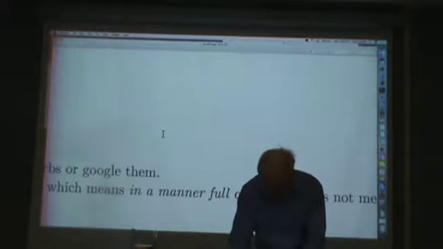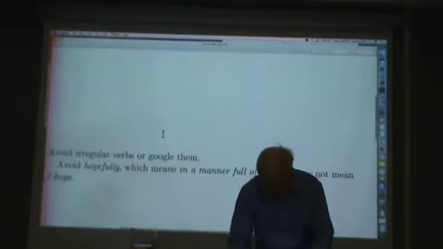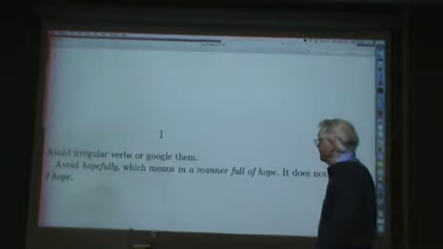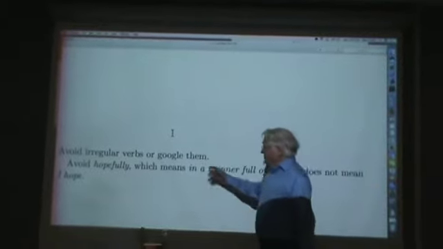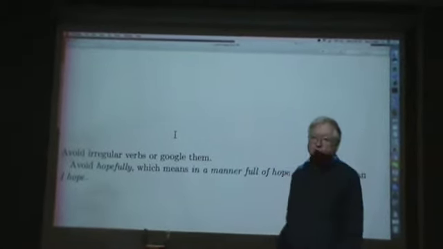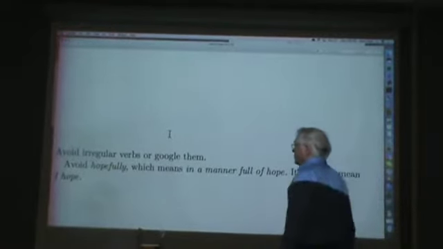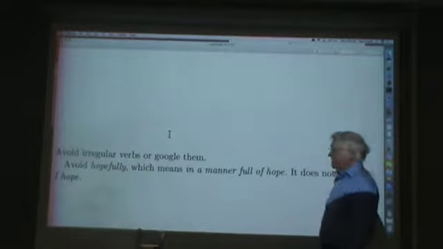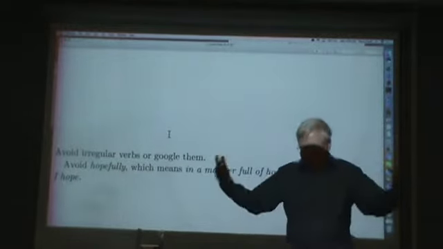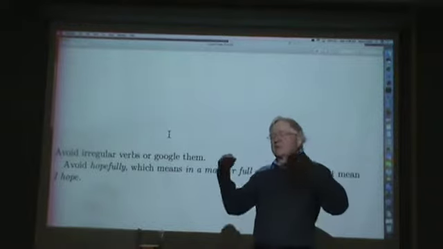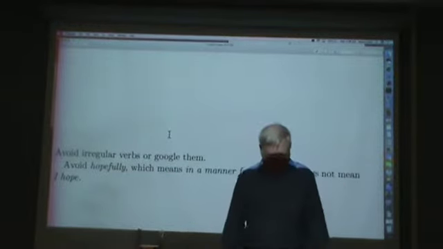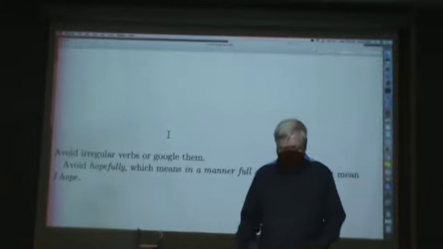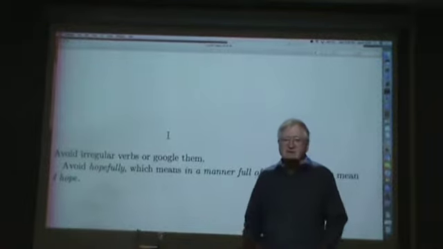Let me just mention, I haven't actually started to write this chapter. I haven't written more than 2 sentences in this chapter. The first sentence is: avoid irregular verbs or Google them, so you don't make mistakes with them. Also avoid hopefully, which actually means in a manner full of hope. It doesn't mean I hope. So many people use hopefully incorrectly that it's presumably standard now, and if you use hopefully correctly, you may be misunderstood, so it's best to avoid hopefully.